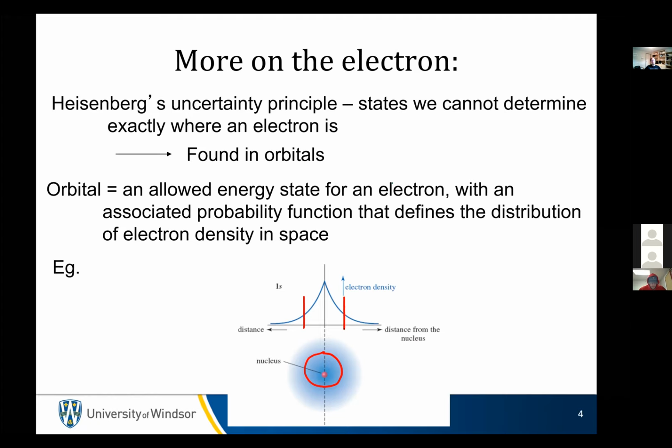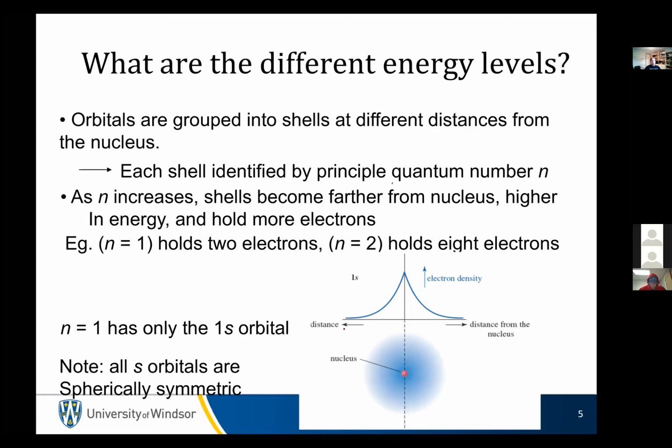And to draw the orbital, though, we just draw an arbitrary distance out where we say, look, this is most of the electron density probability within that shape. So there are different energy levels. Orbitals are all grouped into shells at different distances from the nucleus, and each shell is identified by its principal quantum number. So as n increases, your distance from the nucleus increases.